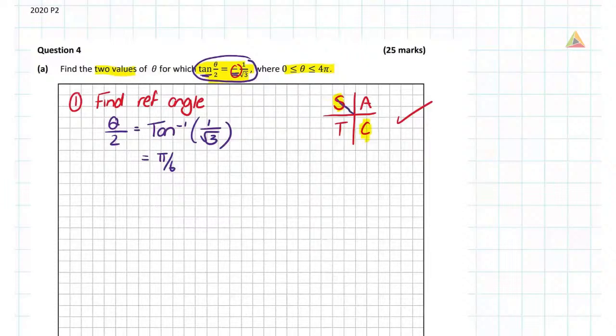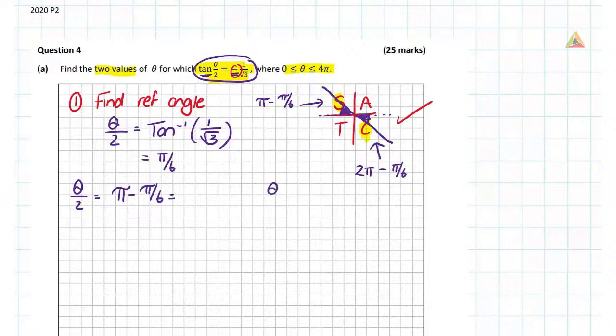So if I take this quadrant, for example, remember we're always going from the x-axis, so we're always going from this axis. In here, my angle is going to be 180 degrees, or pi in radians, minus pi over 6. And if I go in this quadrant, it's going to be 2 pi, which would be a full circle, and minus your reference angle of pi over 6. So your first angle is basically there, and your second one is going to be there. So theta over 2 is going to be pi minus pi over 6 for that first quadrant, and then my second answer is going to come from 2 pi minus pi over 6 for my second quadrant.